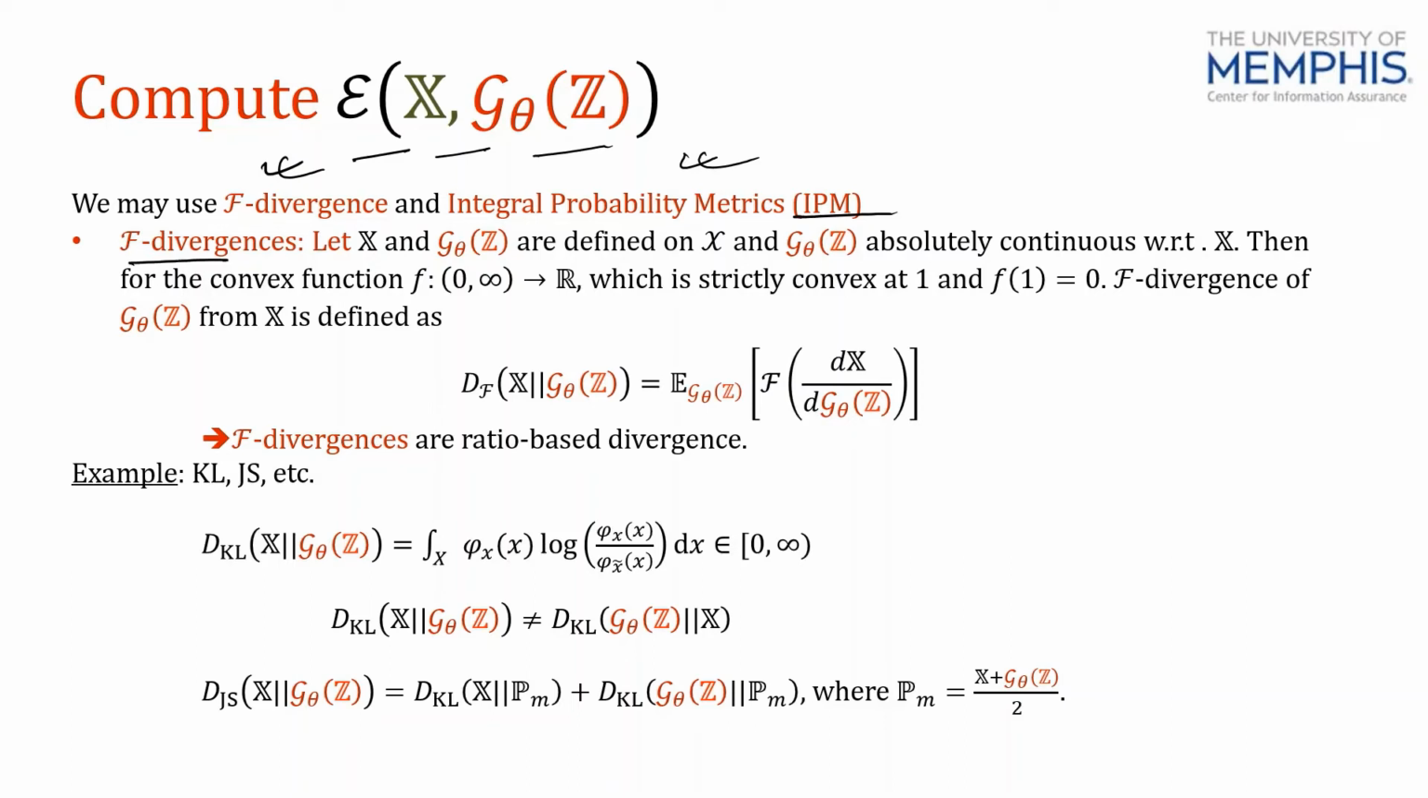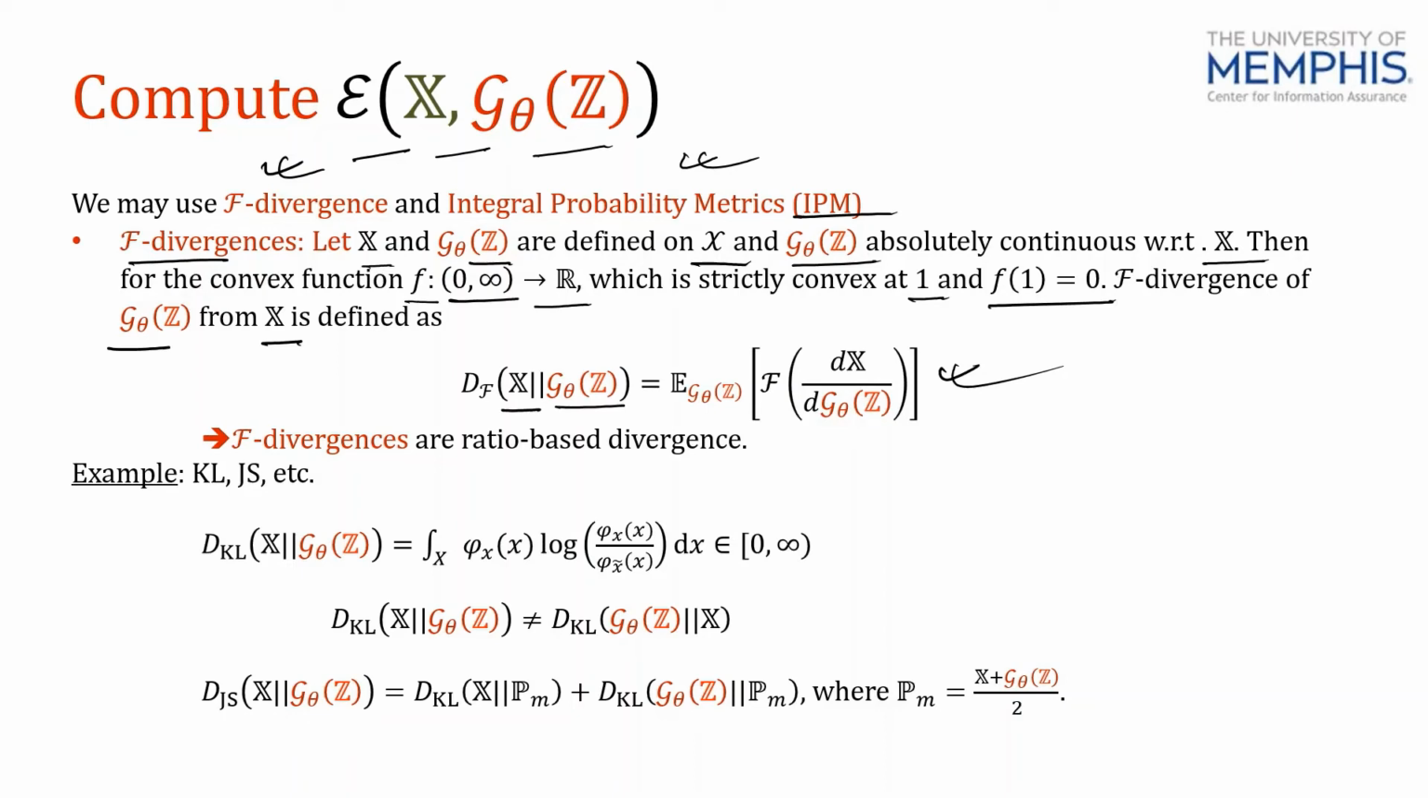So, f divergence. Let x and g theta be the distributions defined on this space. We also assume that g theta is absolutely continuous with respect to x. Then for a convex function f from 0 to infinity to R, which is strictly convex at 1, that is f(1) equals 0, the f divergence of g theta from x is defined by this quantity. Now, this is the f divergence of g theta from x.